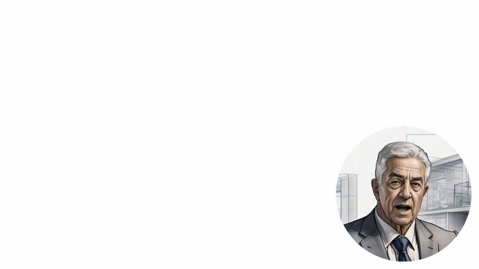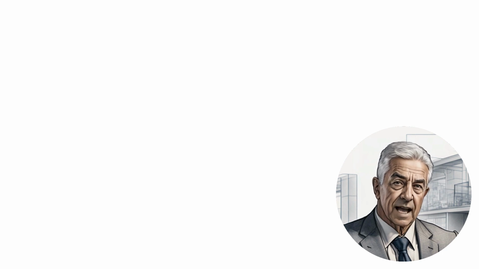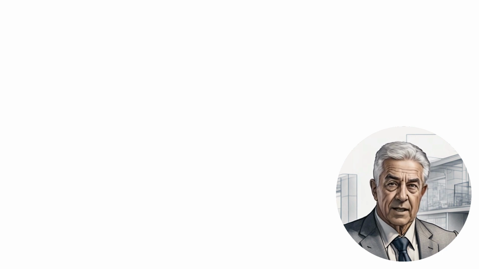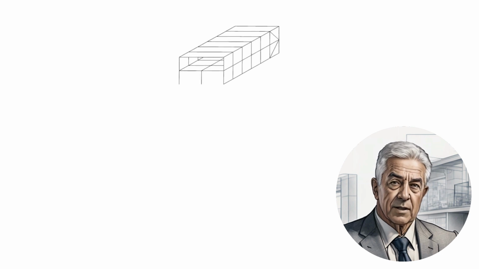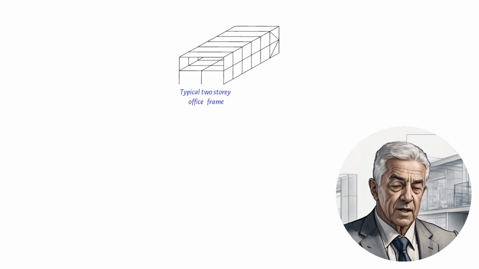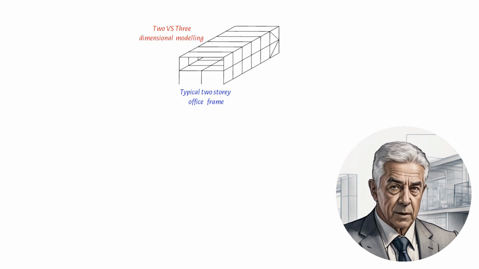Welcome to today's video, where we're going to dive into the fascinating world of building design. Specifically, we'll be taking a closer look at the process of designing the structural elements of a building, from identifying the primary and secondary elements to considering different framing options and the advantages and disadvantages of two versus three-dimensional modeling. So, let's start at the beginning.